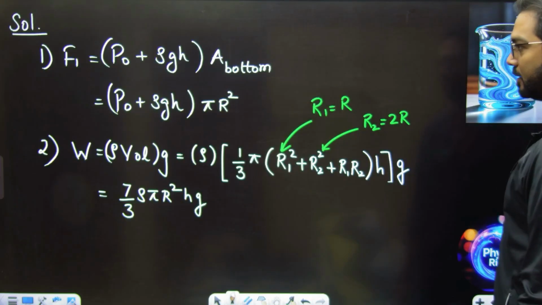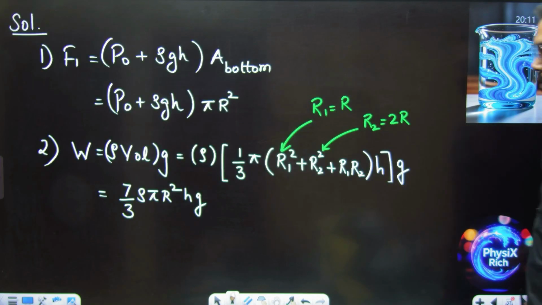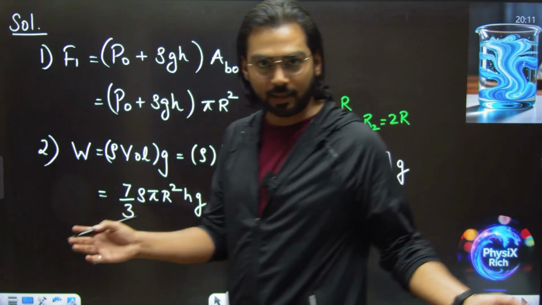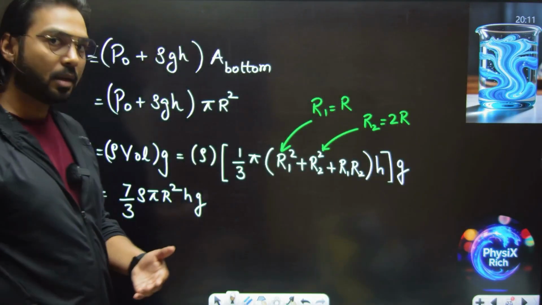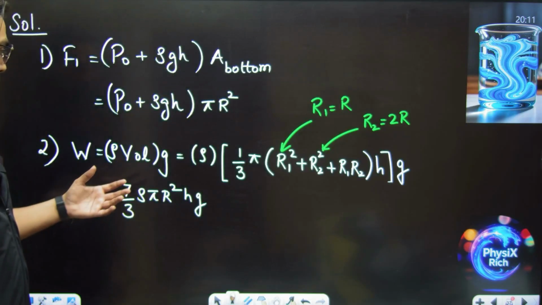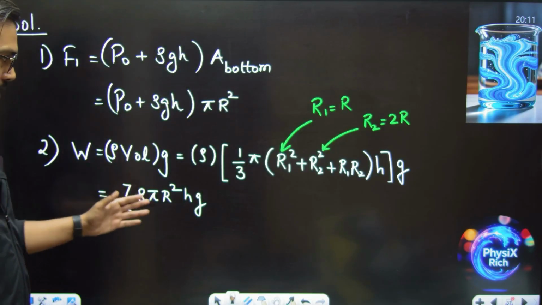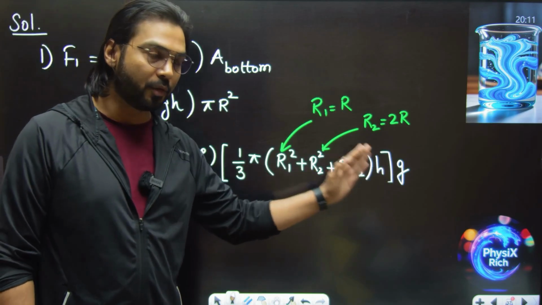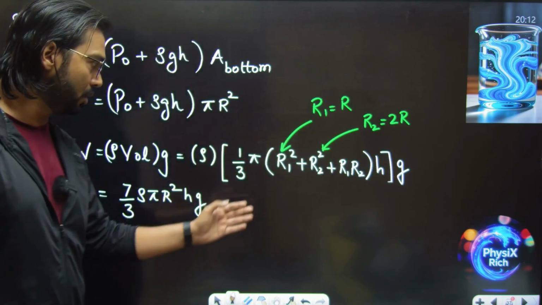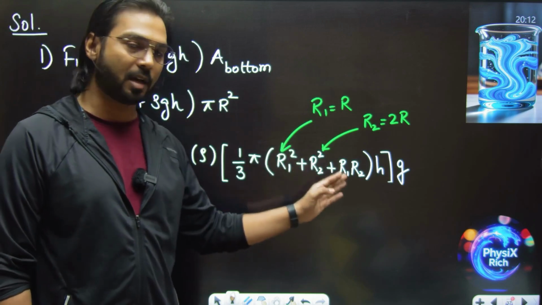What's the second part? Second part says, find the weight of the liquid. Okay. Again, that's easy. We can do that. Weight of the liquid is what? mg. m is the mass of the fluid which is inside. Mass is density times volume. And the volume can be found using this standard formula. If you do not know this formula, please note it down. 1 upon 3 pi times (r1 squared plus r2 squared plus r1 r2) times h.